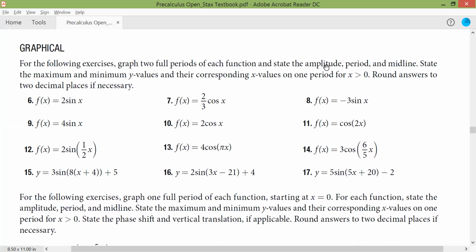And then here it says state the amplitude and period, which I want you to do, but you can forget about the midline because for the questions we're doing today for this homework, it's all just going to be the x-axis. And then after that, please state the max and min y values and their corresponding x values. So yeah, just the coordinates for the max and min on the graph. And then you don't have to round for these, but it's 11, 12, 13, and 14, okay? But again, graph one full period, state the amplitude and period, don't do the midline, and state the max and min coordinates, okay? All right, with that being said, let me get back to the lesson.